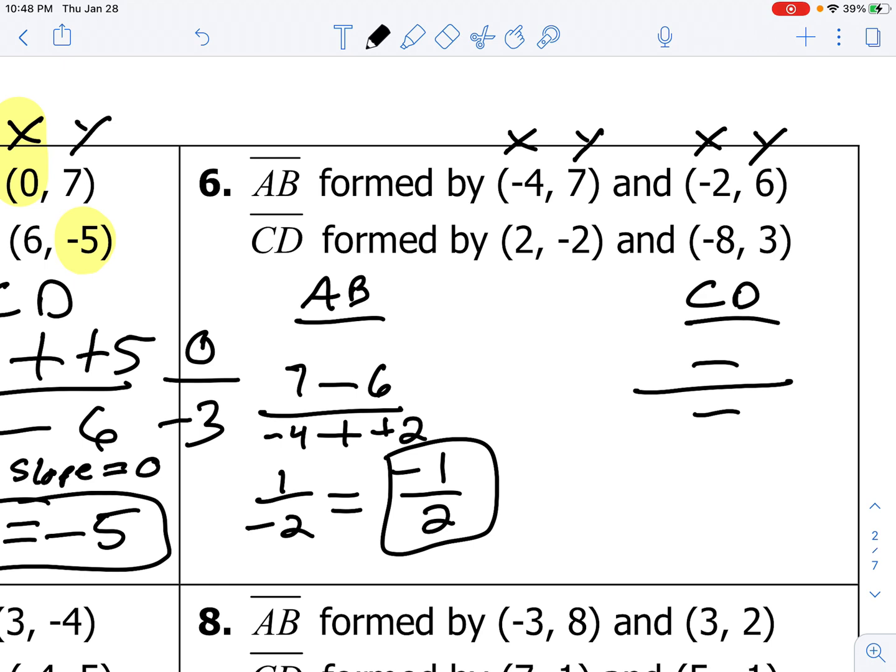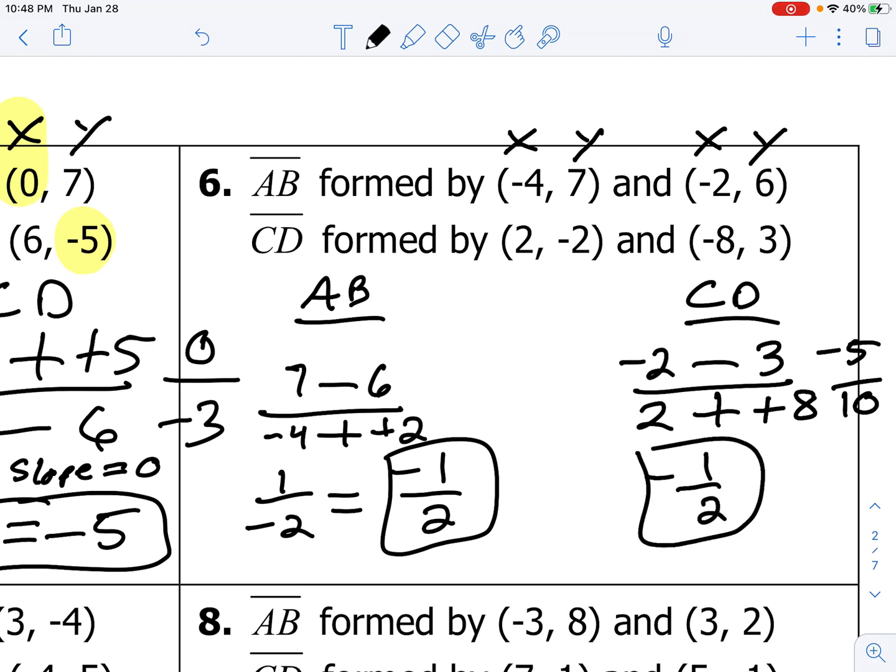So the bottom two, drop the y's down on top. So negative 2, positive 3, and then drop the x's on bottom, 2 and negative 8. All right, so what we get is negative 2 minus 3 is negative 5, and then 2 plus 8 is 10. Negative 5 over 10 reduces to negative 1/2. And then you can clearly see that they are the exact same slope, so that would be parallel.